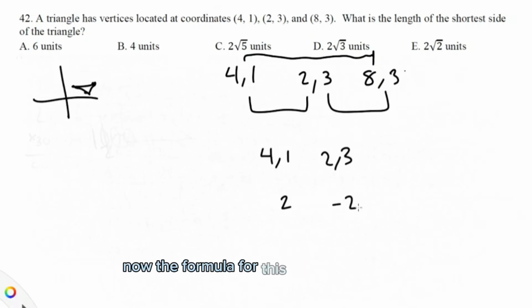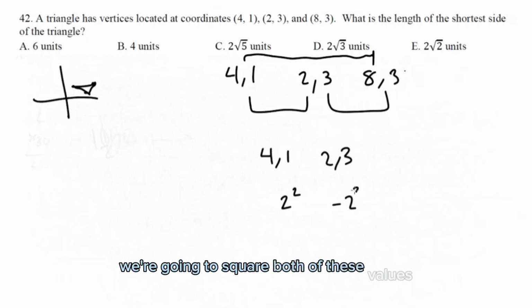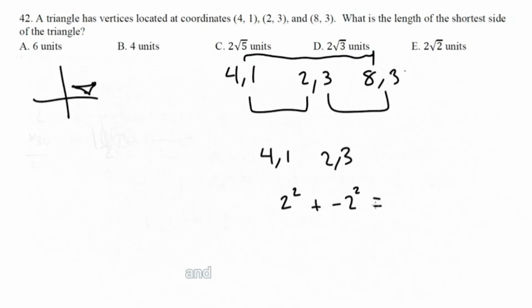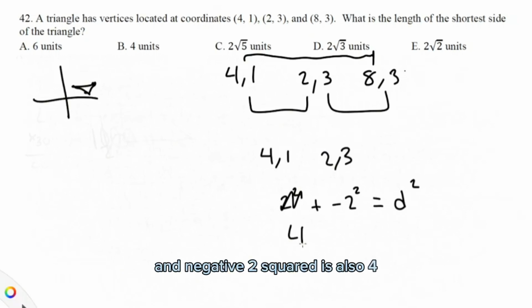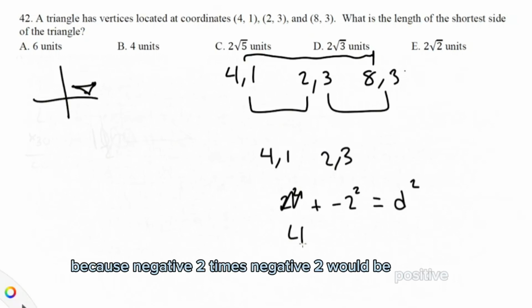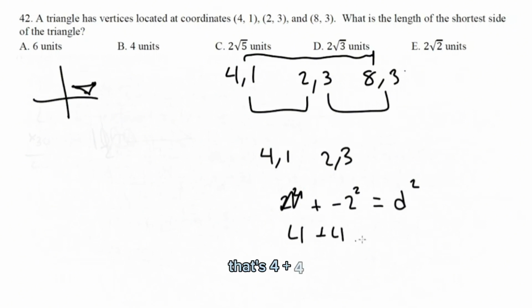Now the formula for this is actually kind of just like the Pythagorean theorem. We're going to square both of these values, add them together, and that's going to get us the value of the length. So let's just say distance, right? Squared. So we have 2 squared plus negative 2 squared equals d squared. So 2 squared is 4, and negative 2 squared is also 4, because negative 2 times negative 2 would be positive 4. So that's 4 plus 4 equals d squared, which means d squared equals 8.